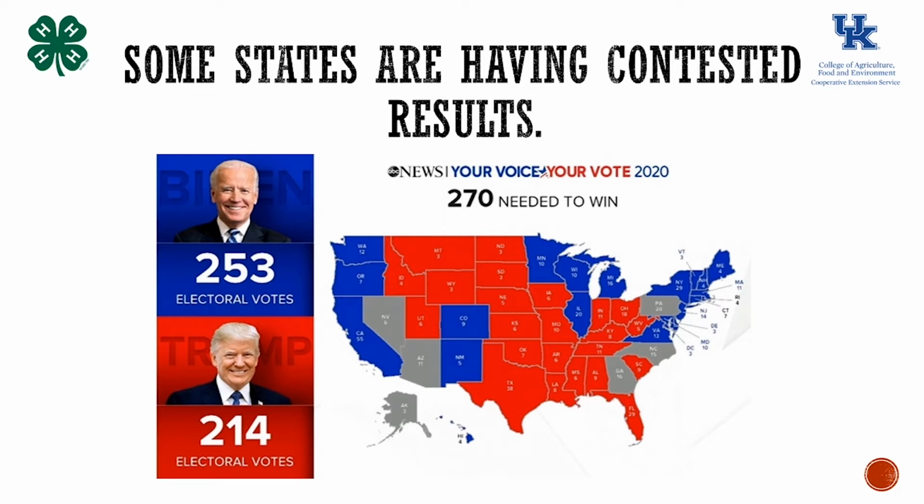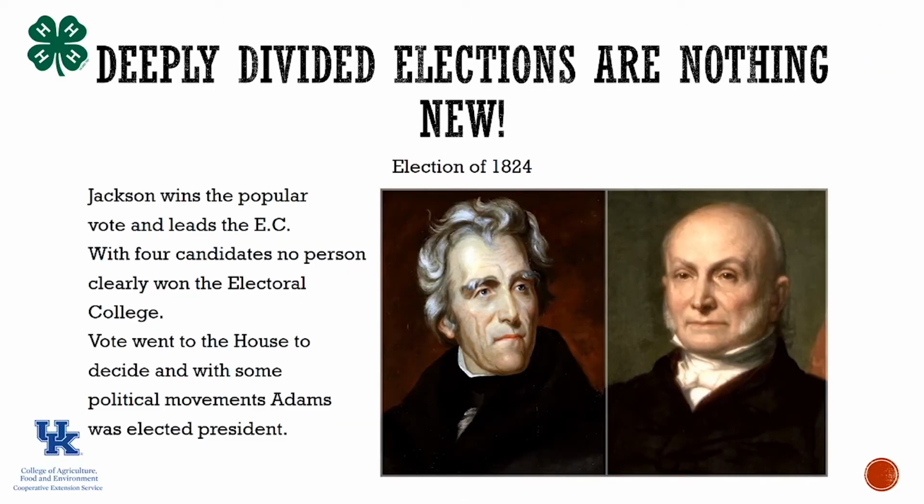It's something new for us, but I want to encourage you by saying this process and what we're seeing is nothing new. Matter of fact, if we look at our history, we've got a big history of deeply divided elections. One of them, the election of 1824, you see on the left of the picture there, Andrew Jackson, on the right's John Quincy Adams. Well, it's a very contentious election and ended in a way that very much seems unfair.